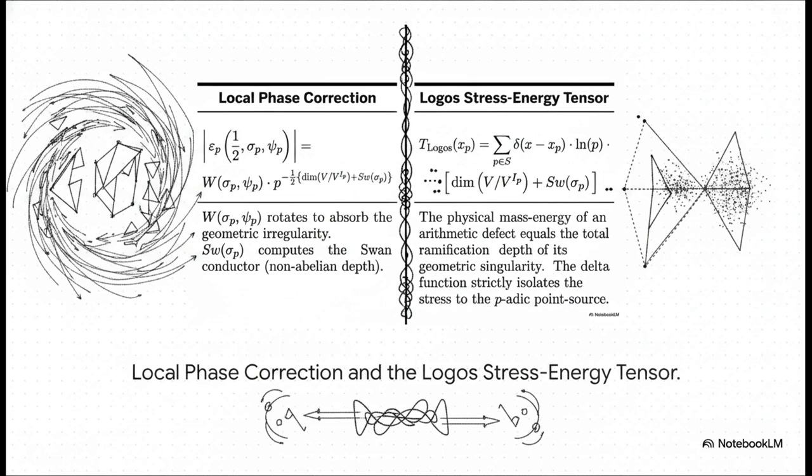Look at the local phase correction. The local epsilon factor basically acts as a fault-tolerant pressure valve. It rotates to absorb the geometric irregularity. Now check out the Lagos stress-energy tensor equation. Notice the delta function strictly isolating the stress to the p-adic point source. What this equation proves is that the physical mass energy of the arithmetic defect perfectly counterbalances the total ramification depth of the geometric singularity. It's self-correcting.